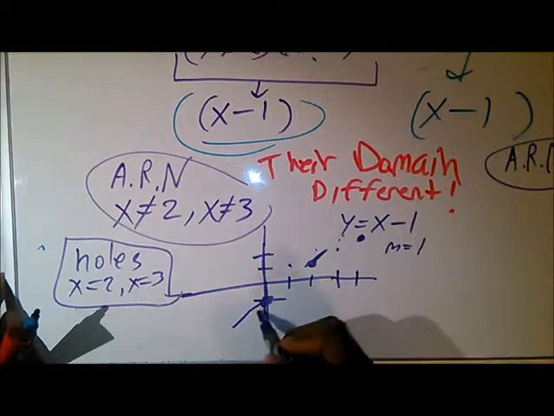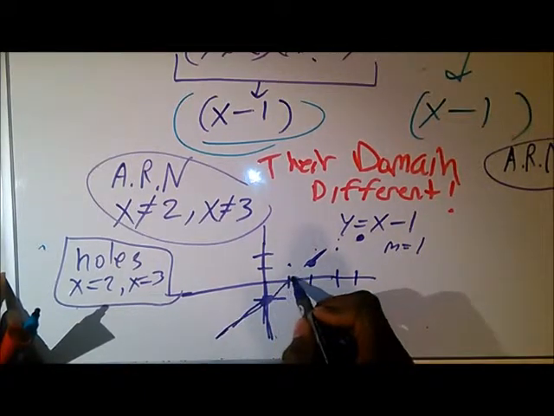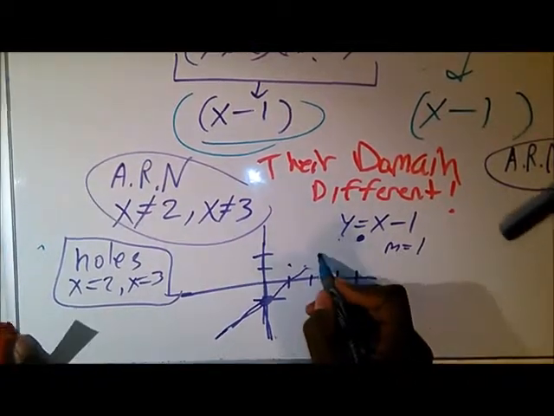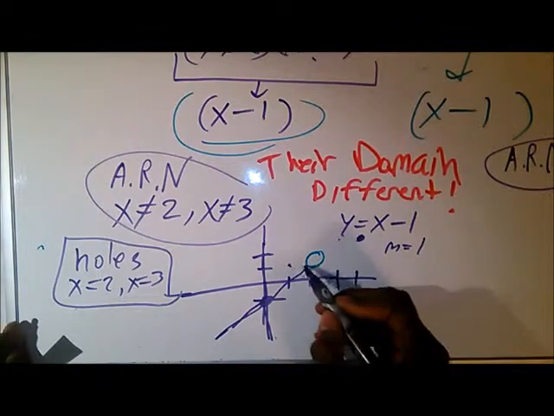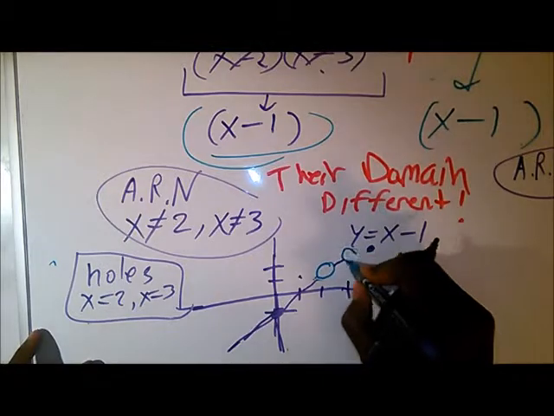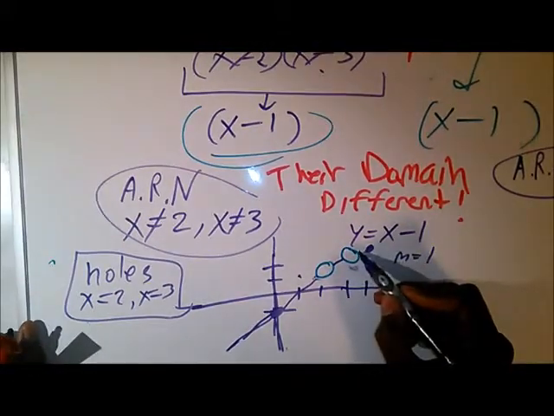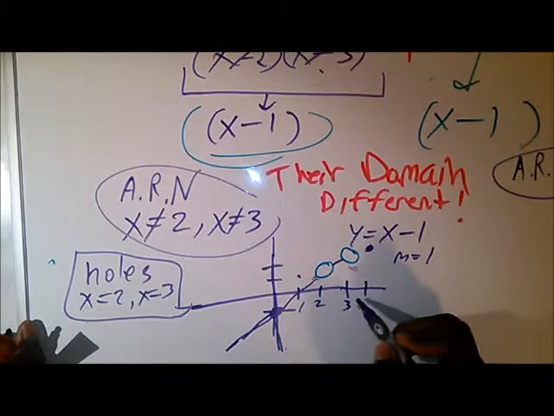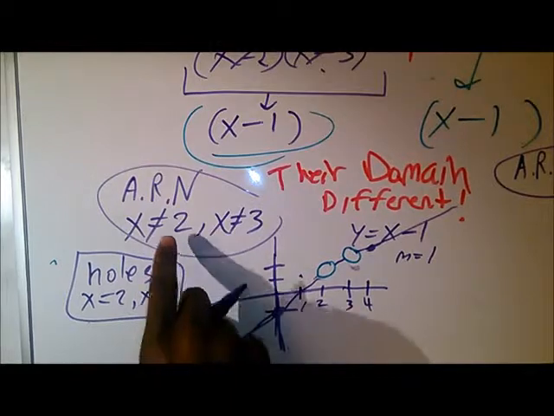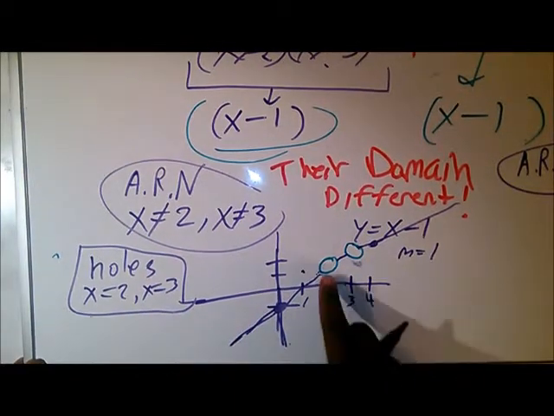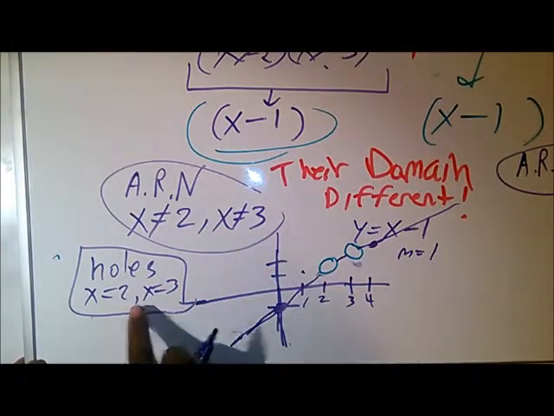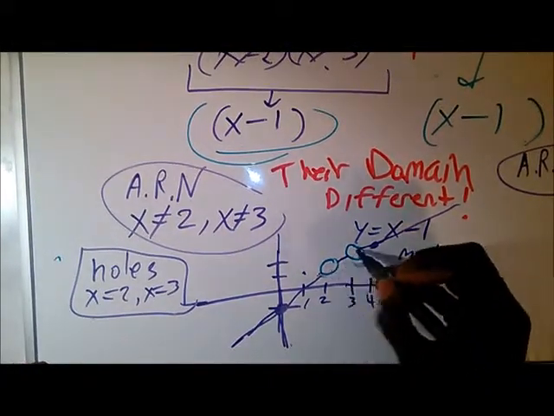Our holes: we draw a line through 1, and when we get to 2, oh my gosh, look what happens. There's a big hole here. You see that? Then we go to 3, and there's another big hole here. Then we connect the dots and keep going. So look, these are the holes. And look, it fits the domain: all numbers except 2 and 3, holes at 2 and 3.